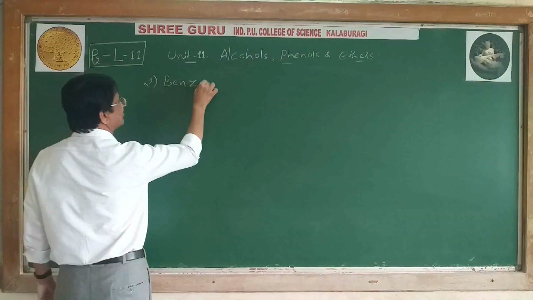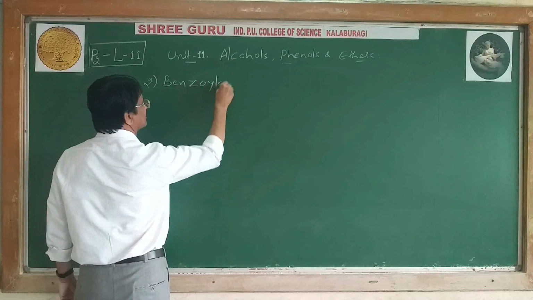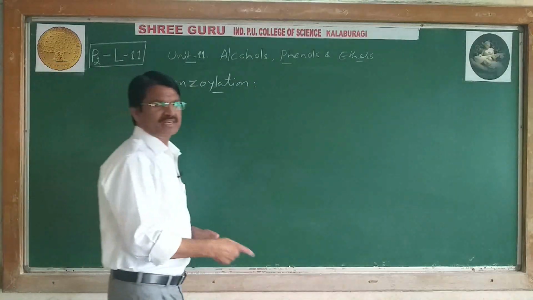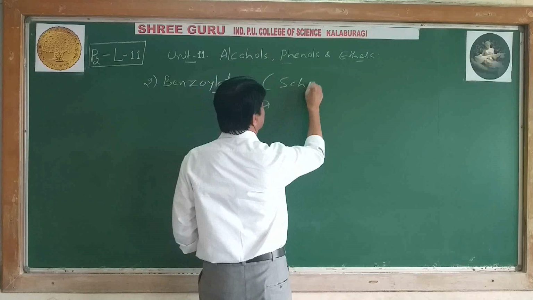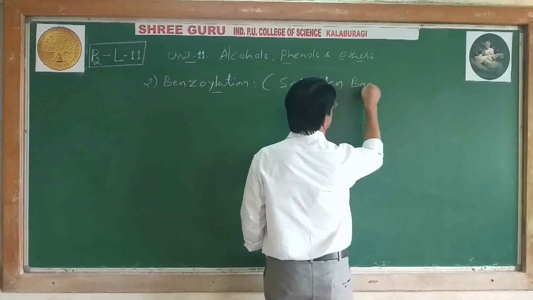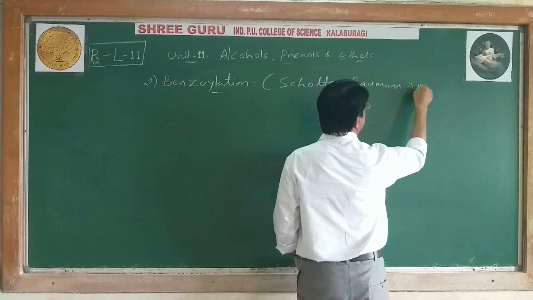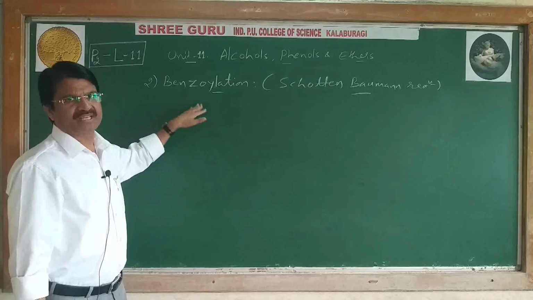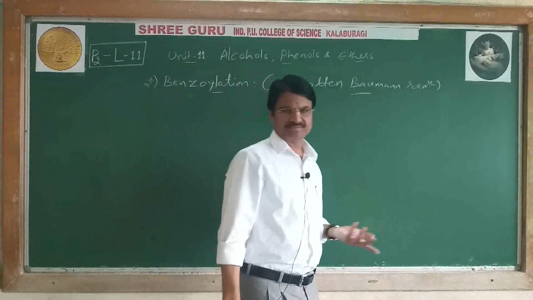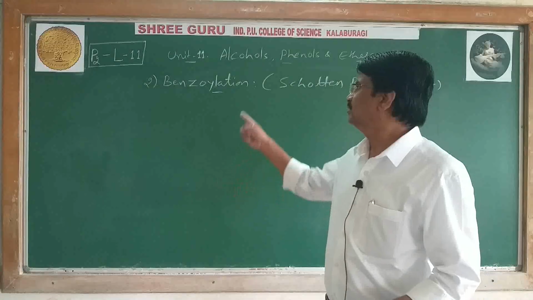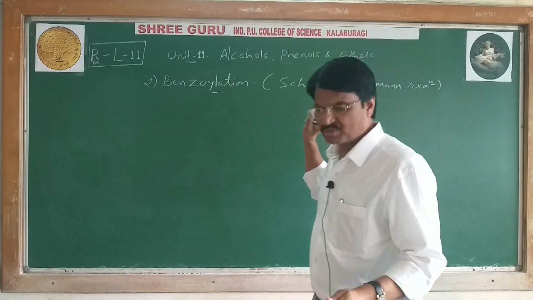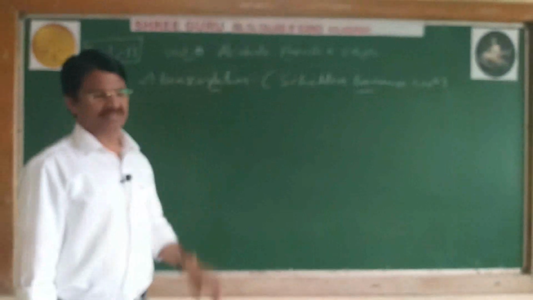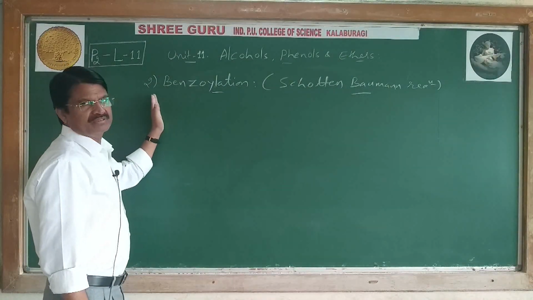Benzoylation. If we carry out this reaction in the presence of alkali, NaOH or KOH, then it is also called the Schotten-Baumann reaction. If the benzoylation process is carried out in the presence of alkali, that process is named the Schotten-Baumann reaction. In the absence of NaOH, it is simply named benzoylation. Now see, benzoylation of what? Phenol.